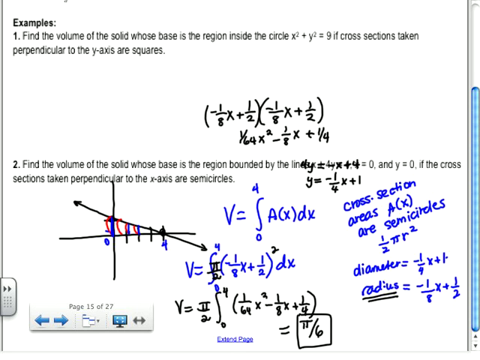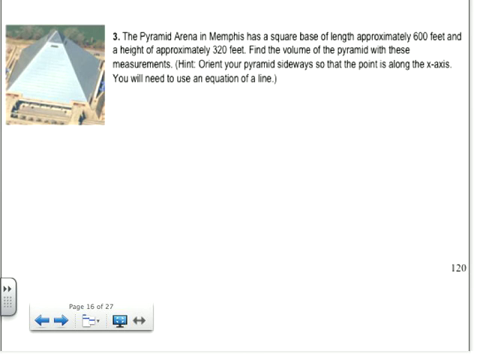Okay, next up. The Pyramid Arena in Memphis has a square base of length approximately 600 feet and height of approximately 320 feet. So this is 600, and your height straight up from the center is 320. Find the volume of the pyramid with these measurements. The hint says, orient your pyramid sideways so that the point is along the x-axis. You'll need to find an equation of a line.